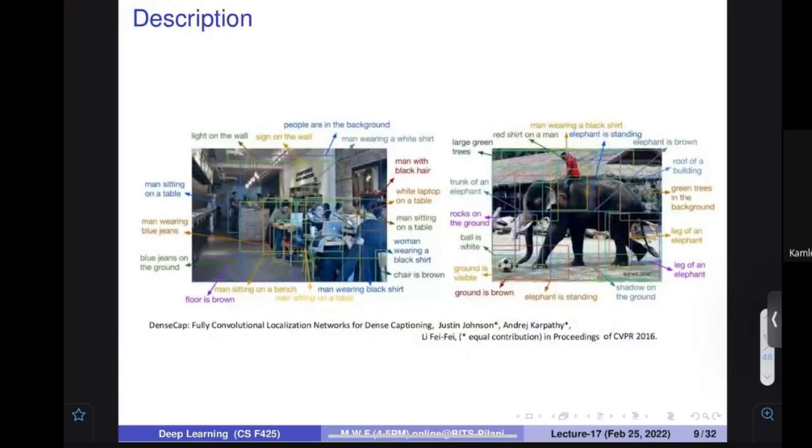Description is another task where, given an image, you want to describe it. One idea is that you come up with different boxes on the scene, then for every box you find out what the word is there, then you combine all these words and come up with a story. This is a paper, DenseCap: Fully Convolutional Localization Networks for Dense Captioning, by Fei-Fei Li, one of the very big researchers in this domain, a CVPR 2016 paper.